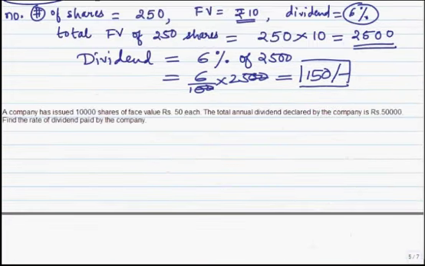A company has issued 10,000 shares and the face value of each share is rupees 50. The total annual dividend declared by the company is rupees 50,000. In the earlier problem we had the percentage of dividend given. Here the actual amount of dividend is given as 50,000.